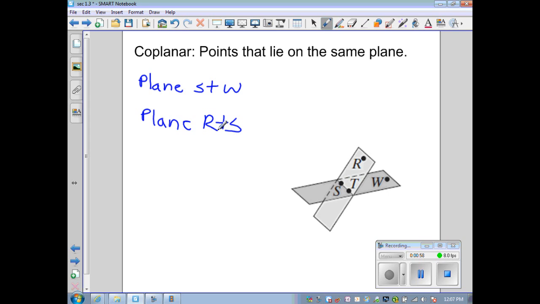And from my labeling, I think we've already asked the question, what points are coplanar? Well, W, T, and S are coplanar because they all lie in the same plane. R, S, and T are also coplanar because they lie in the same plane. S and T are in both planes because they are in both the gray plane and the clear plane. R and W are not coplanar. They do not lie in the same plane.